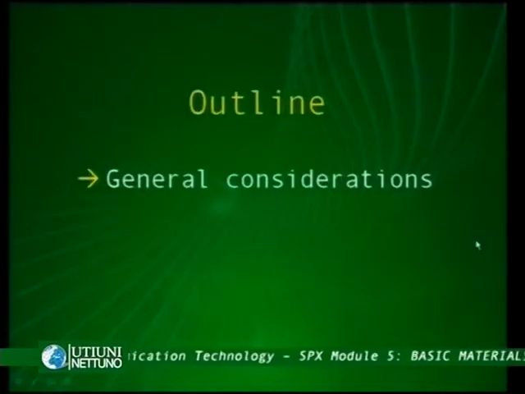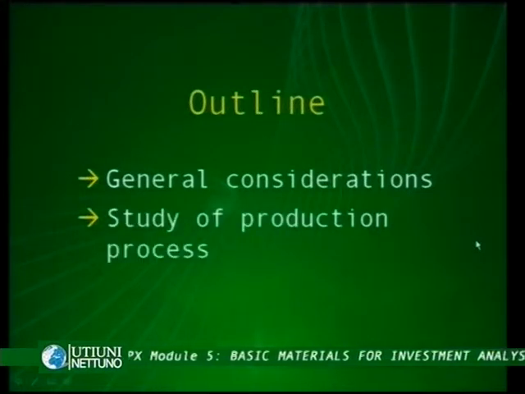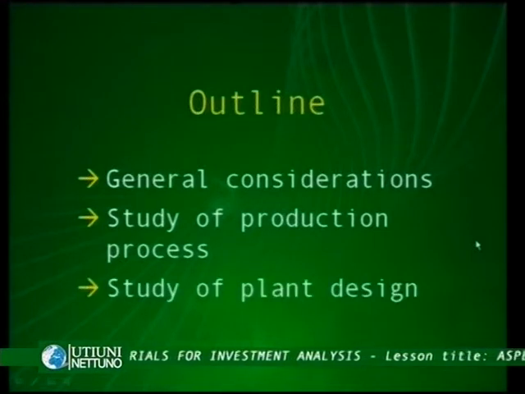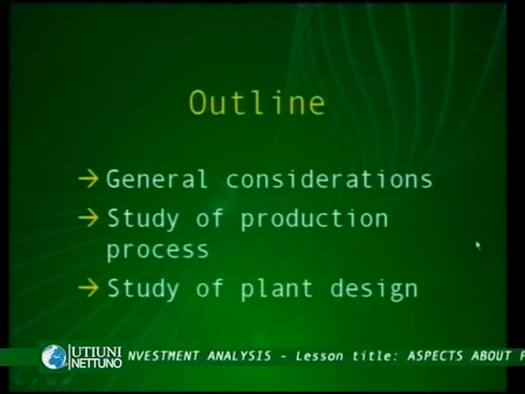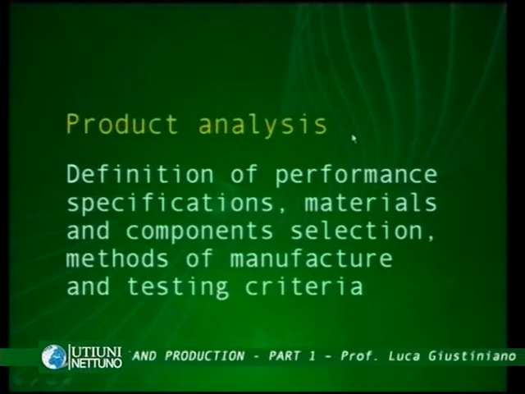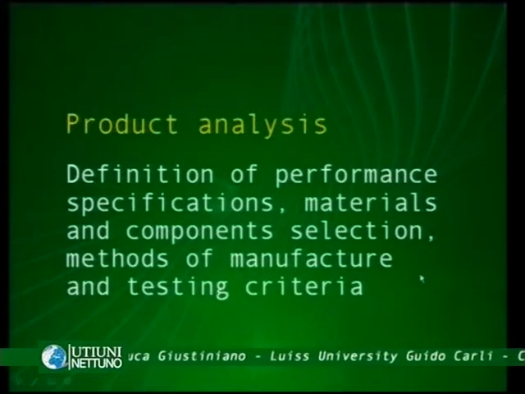We'll start with some general considerations. We will study the production process, and as a third item today, we will study the plant design. Let's start with the general considerations. Product analysis is the definition of performance specifications, materials and components selection, methods of manufacture, and testing criteria.